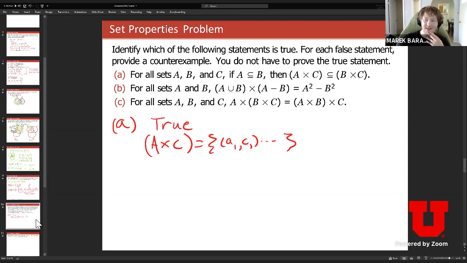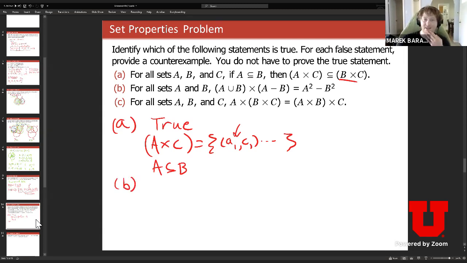So if we write down the definition of this, this is the set of pairs (a1, c1), and so on. And we know that A is in B. So each one of these a1s will be in B. So we know that these are also pairs in B cross C. Does that make sense? Yeah, and Mohammed says something similar.